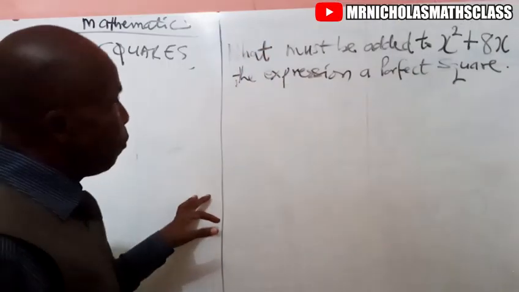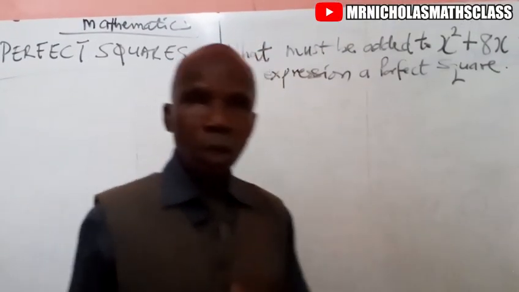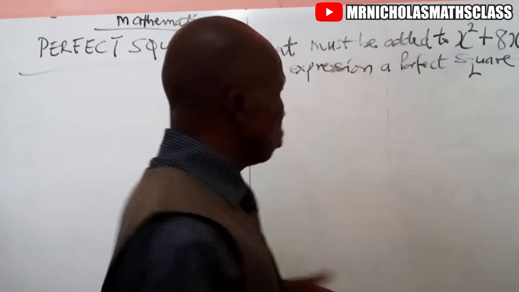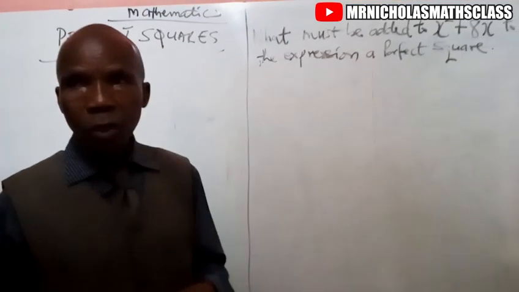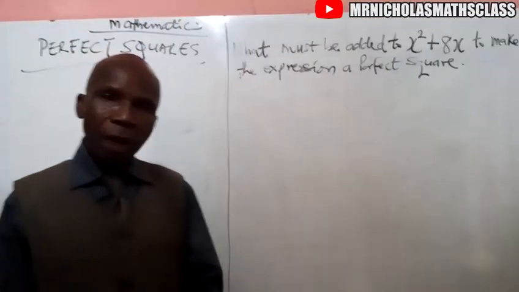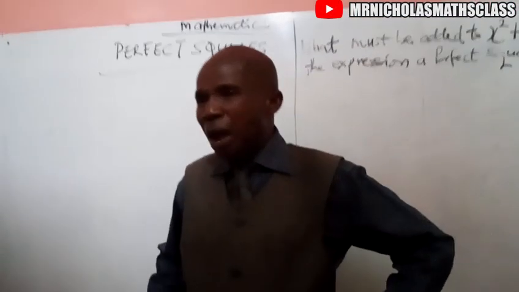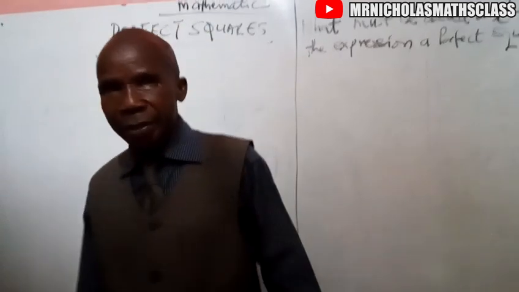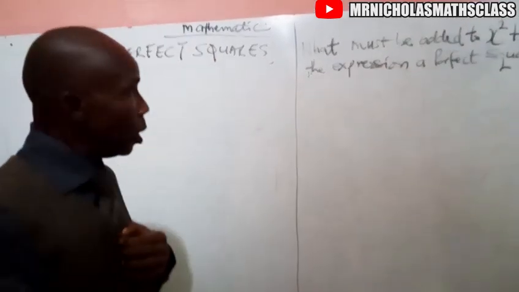Today we shall be looking at perfect square. Now, before we look at perfect square in relation to quadratic expression, we want to look at what we were taught at the junior secondary school level. When we say perfect square, what we mean is that a perfect square is a whole number whose square root is also a whole number.